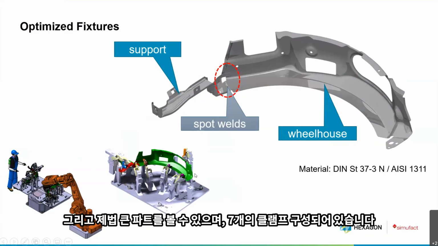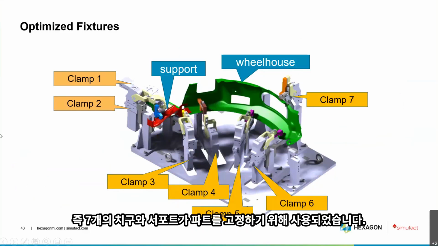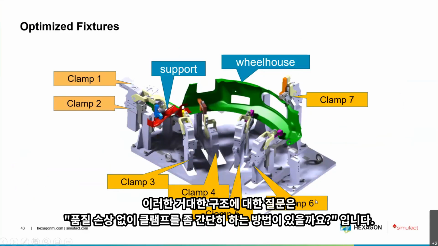And they started with a configuration with 7 clamping towers. So 7 fixtures to fix the part and the support. 7 clamping towers. Well, it's quite a massive and huge arrangement. And the question is, can the clampings be simplified without a risk?